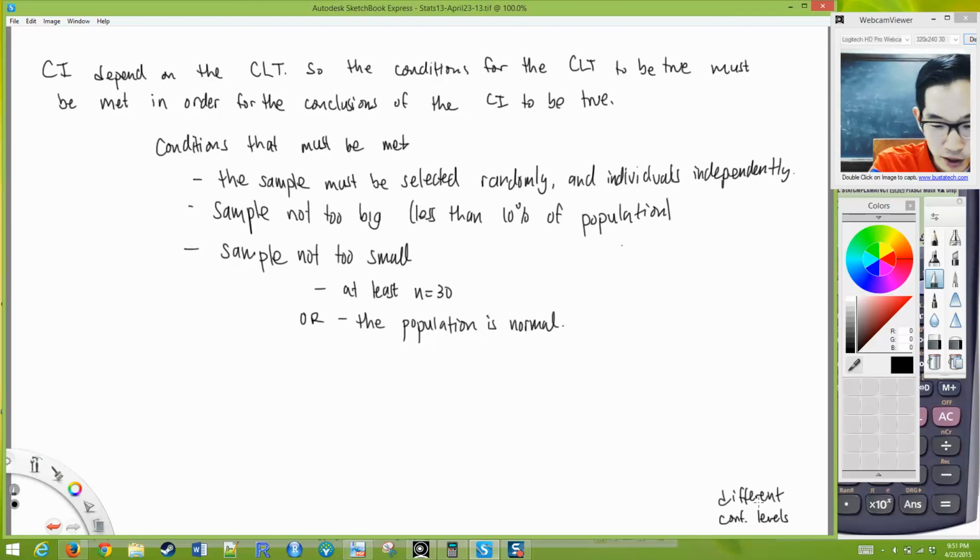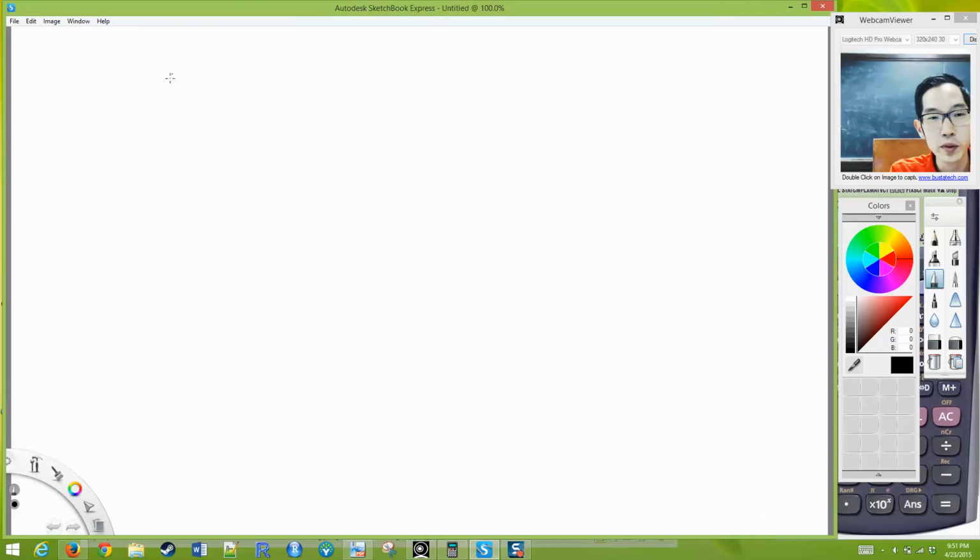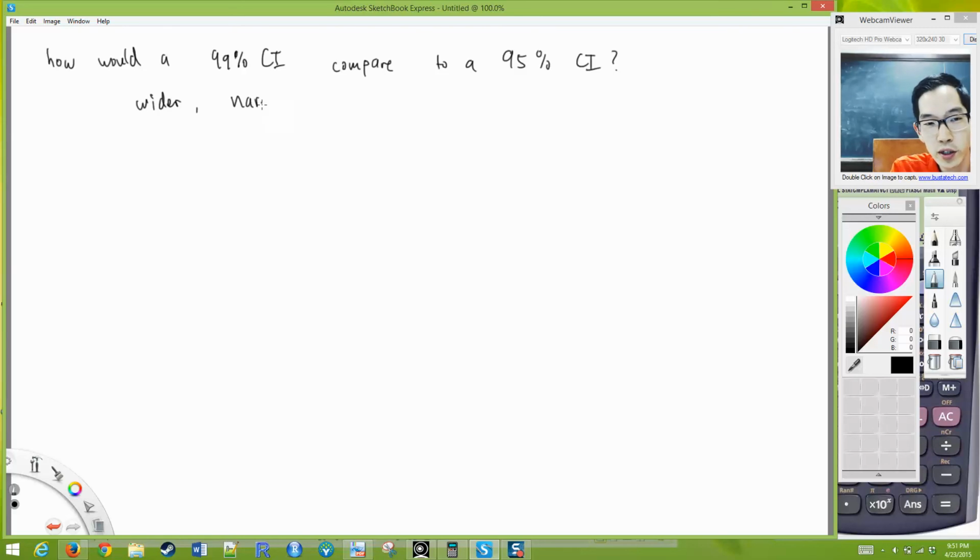All right, the last thing, I forgot to cover this earlier. Different confidence levels. How would a 99% confidence interval compare to a 95% confidence interval? What do you think? Wider, narrower, or depends on the situation?